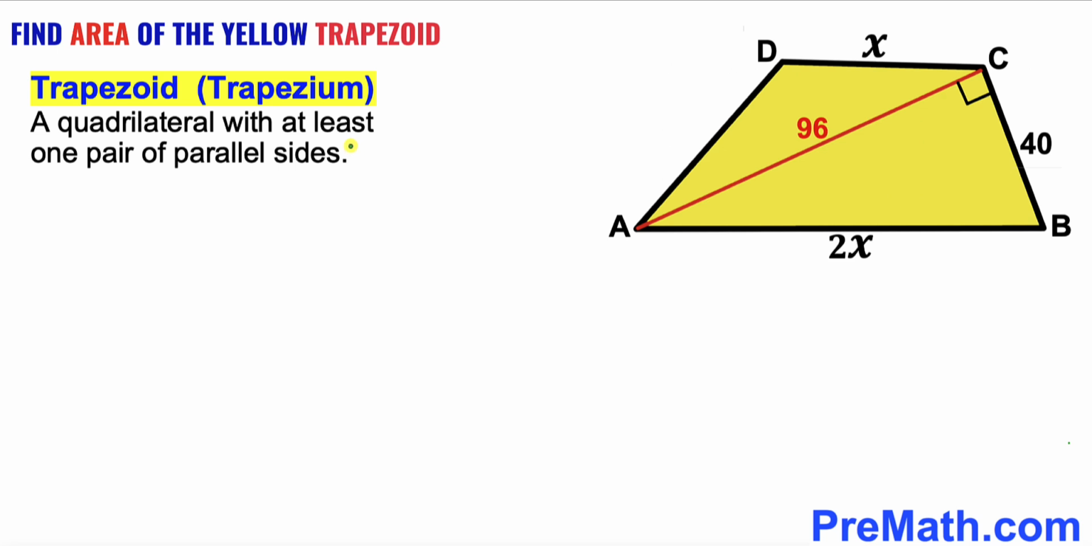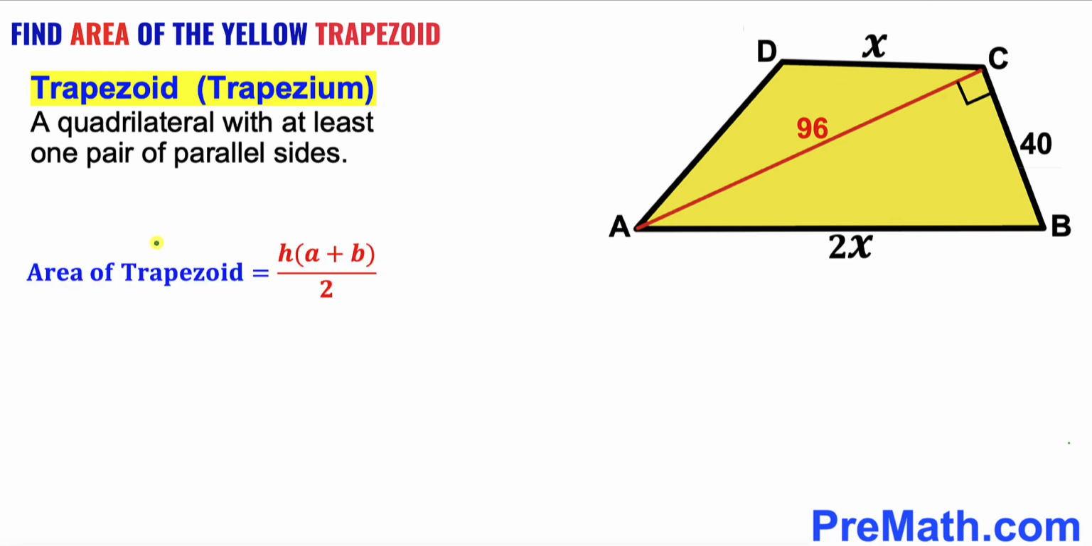And here's our very first step. Let's recall the definition of a trapezoid. Sometimes we call it trapezium. A quadrilateral with at least one pair of parallel sides. As you can see in this given diagram, this side AB is parallel to this side CD.